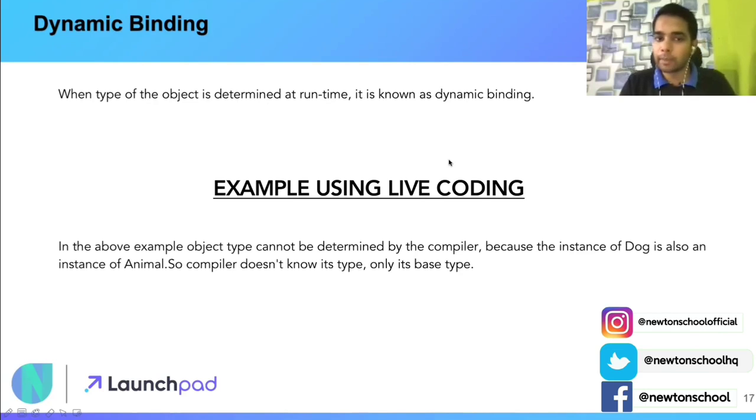Let's understand the other type of binding, which is dynamic binding. Dynamic binding is when the type of object is not determined at compile time. It is determined during runtime. Then it is called dynamic binding or late binding. The example I am going to show will not be determined by the compiler, because one of the instances of dog will be an instance of animal also. Let's see the example, and then I will come back to the screen to explain why it is not determined during compile time.